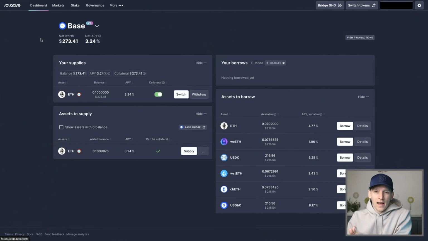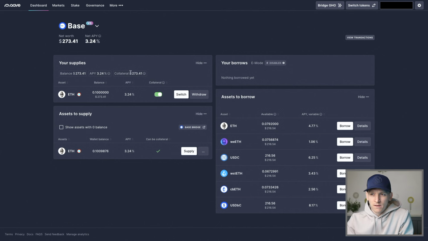In order to check if you've got your collateral supplied properly and to see all of your positions on a net basis, go over to dashboard here. So this is what I'm doing on this platform, on this network. So I've got Base here. You can see my net worth is this much and my net APY. Because I'm not borrowing yet, I'm getting a net APY of this supply APY. So just because we're supplying, we're now getting 3.24% interest on our Ethereum.